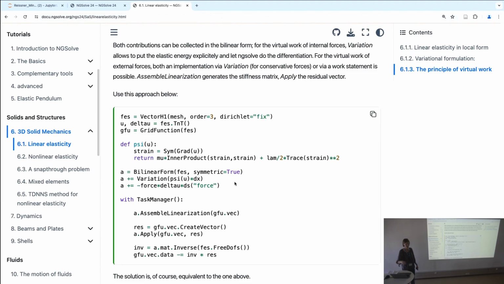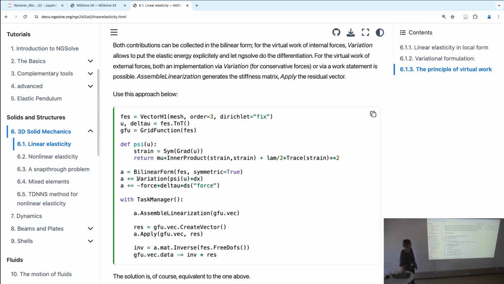And then we put the same problem we have above within a few lines. So now we say u and delta u are our trial and test function. Delta u the virtual displacement, u the displacement. We put some Python function here as a psi of u, where I define the strain tensor in dependence of the displacement, and then I return this quadratic function, the free energy function.